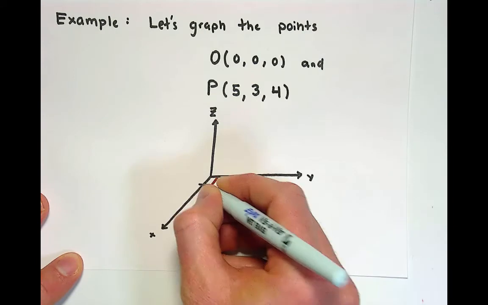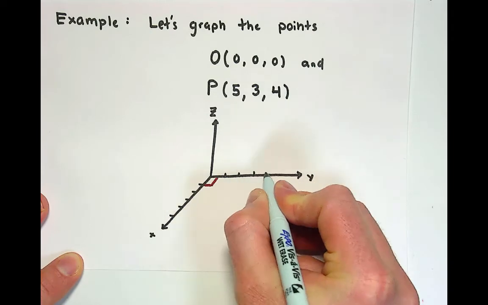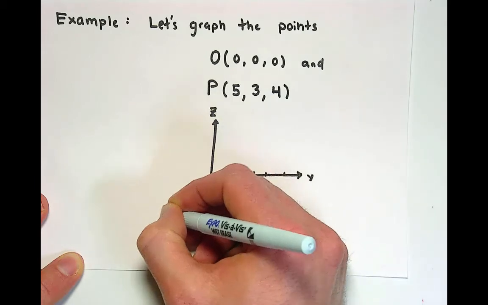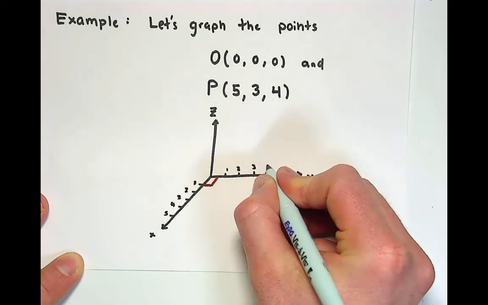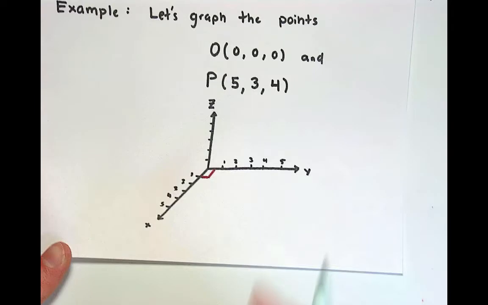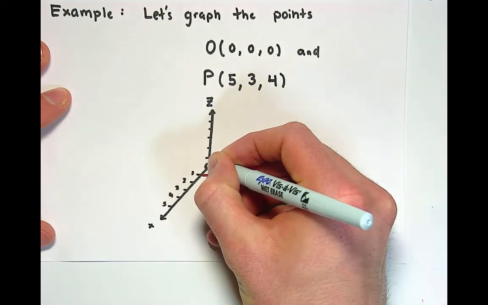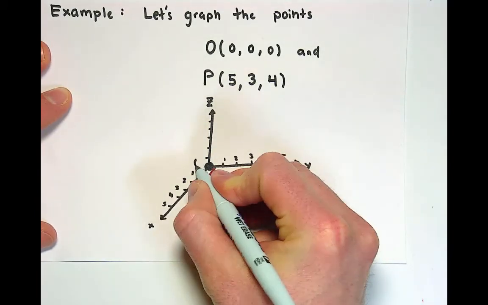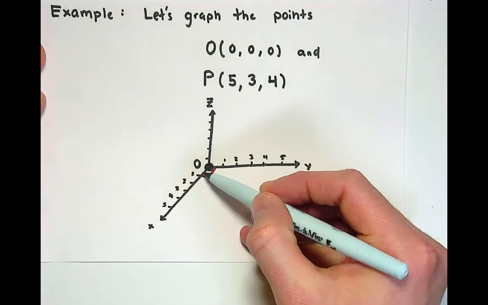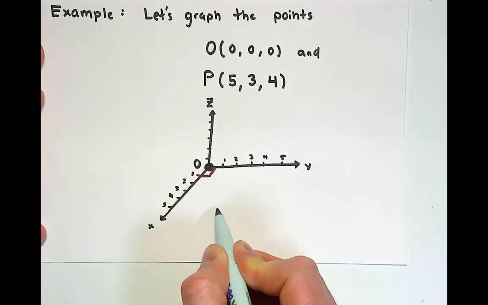And then we can actually introduce tick marks. So maybe say 1, 2, 3, 4, 5 on each axis, and I should probably label these. All right. The origin, the point O, is at the 0, 0, 0 mark. So I call this O. The point P moves 5 units along the x, 1, 2, 3 units along the y.